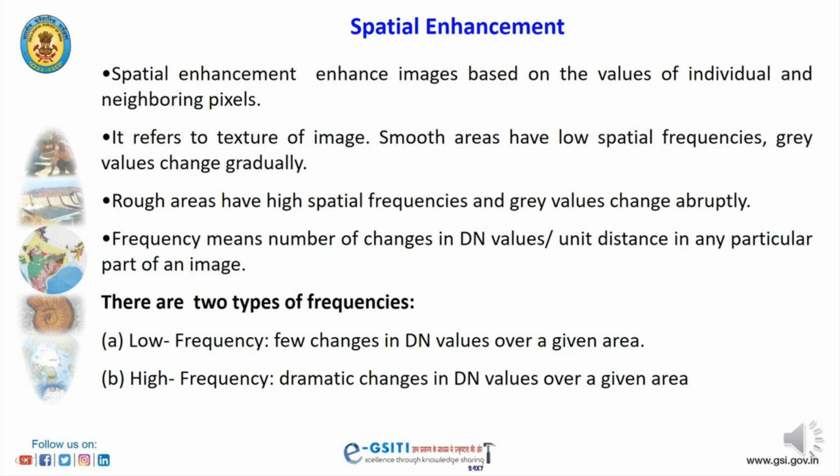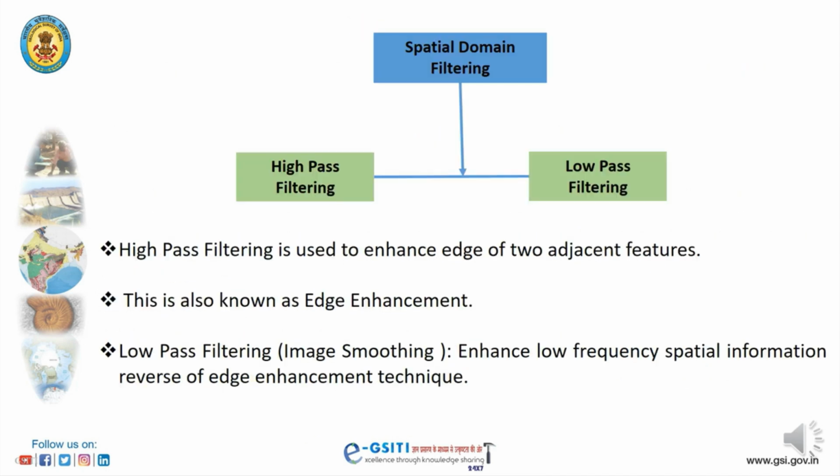There are two types of frequencies. First is low frequency, few changes in DN values over a given area. High frequency means dramatic changes in DN values over a given area. Spatial domain filtering can be divided into two: high pass filtering and low pass filtering. High pass filtering is used to enhance the edge of two adjacent features. This is also known as edge enhancement. Low pass filtering is also known as image smoothing. It enhances low frequency spatial information and is the reverse of the edge enhancement technique.